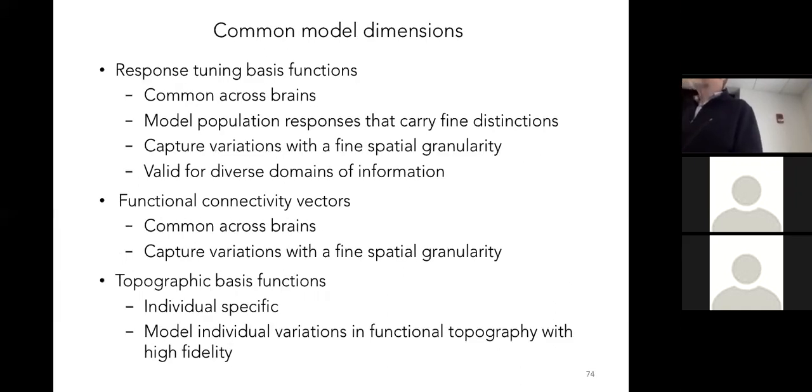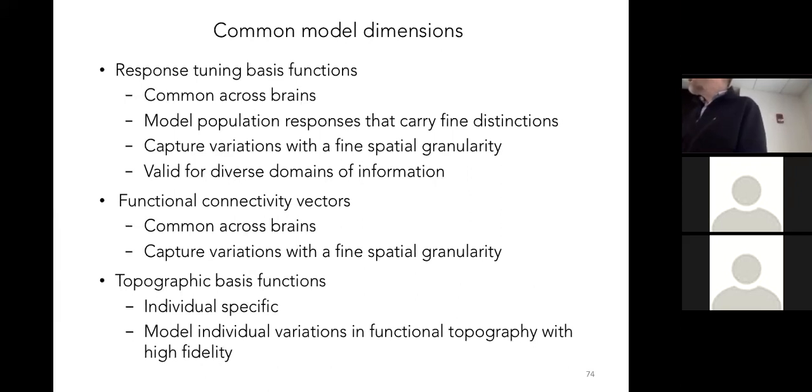Common model dimensions are very complicated things. They have lots of information loaded into them. Each common model dimension is associated with a response tuning function, and these response tuning functions are common across brains. And they're valid for diverse domains of information. So it's not just visual cortex, it's not just visual perception, it's also in auditory areas. It's also in places like parietal cortex and prefrontal cortex.